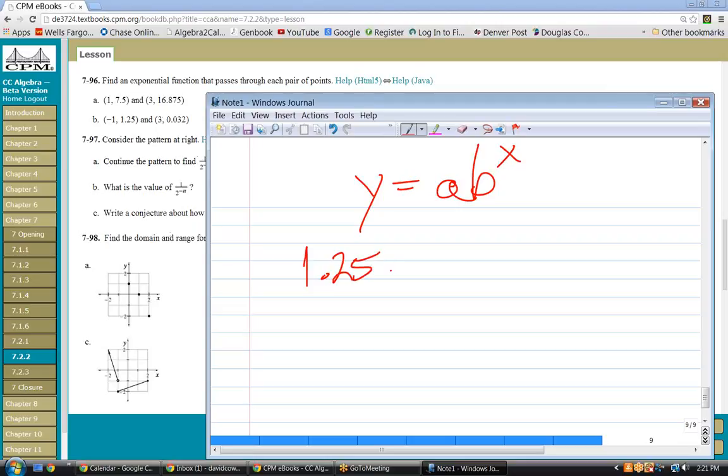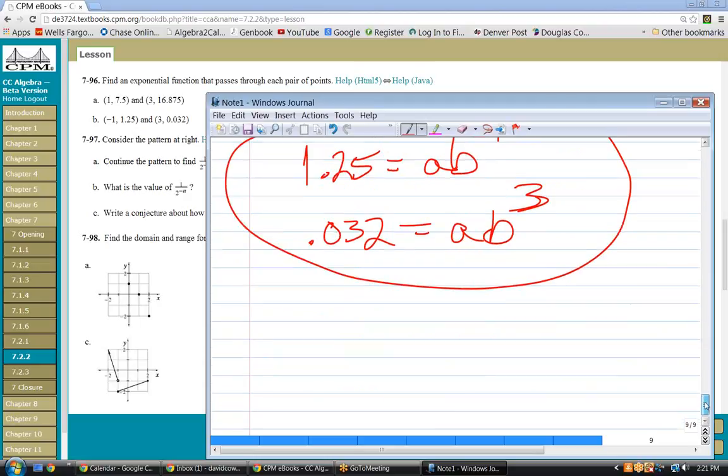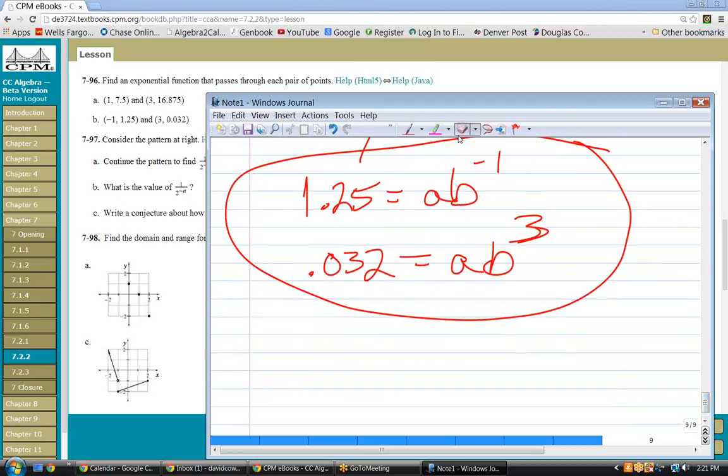equals a b to the negative 1. What's the second equation I can write? I'm going to need a second one because this is only one equation and two variables. 0.032 equals a b to the third. All right. Now I have two equations, two variables. We should be able to solve this. Let's do it.